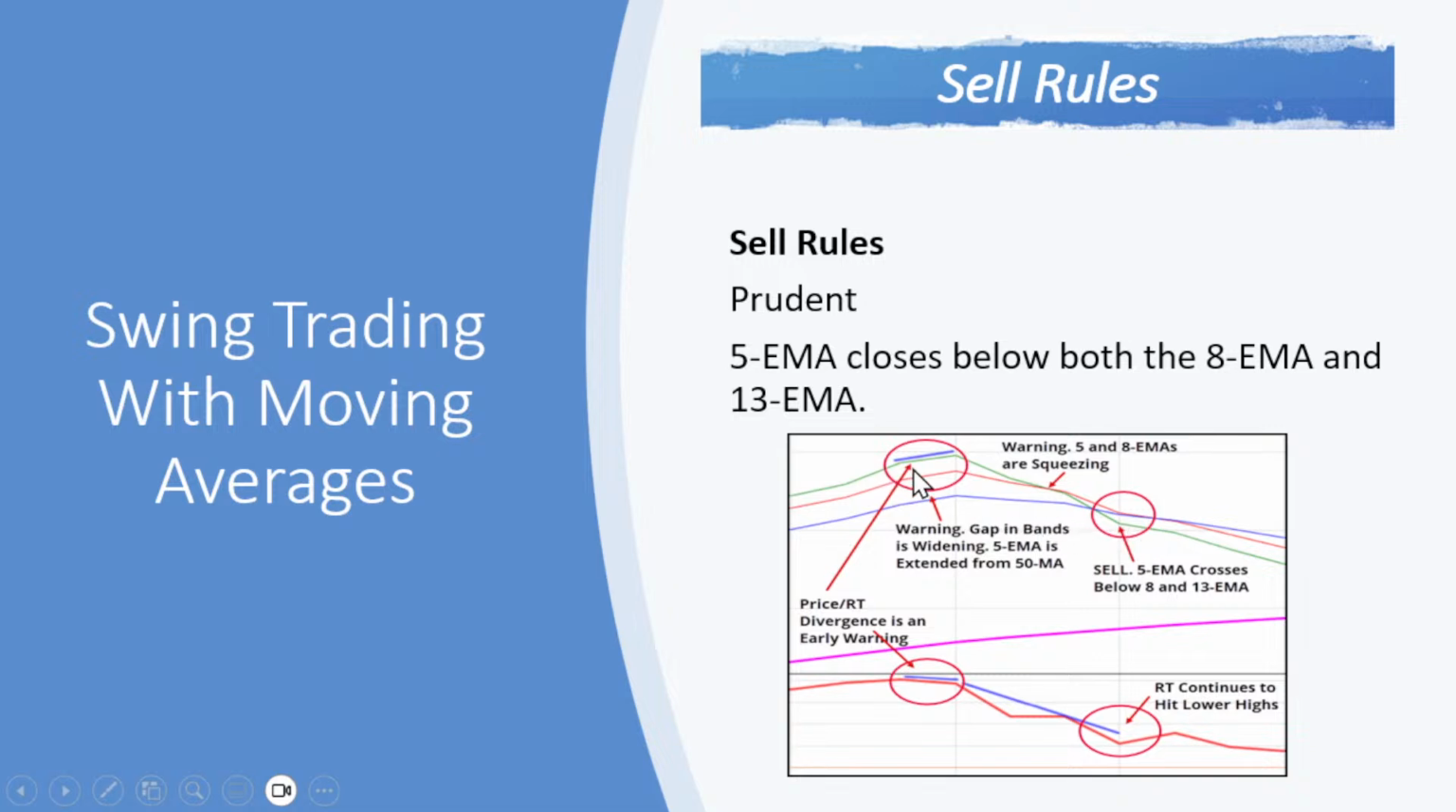There will be a gap in the bands widening. The 5-day EMA pulling so far away from the 8, the 8 pulling away from the 13. The gap in those three EMA bands is widening. That tells you price is really overextended and that a reversion back to them is likely. You also might see during that time RT price divergence, where RT is falling but price is rising. That's an indication of a weakening trend.